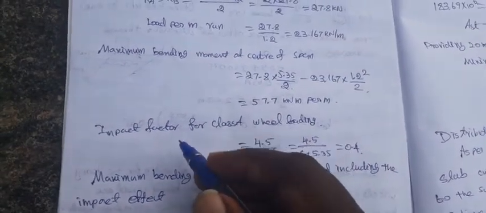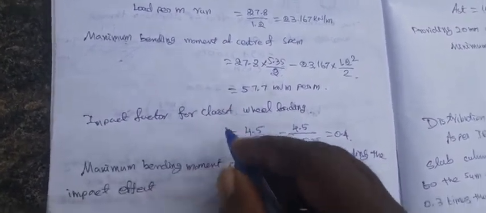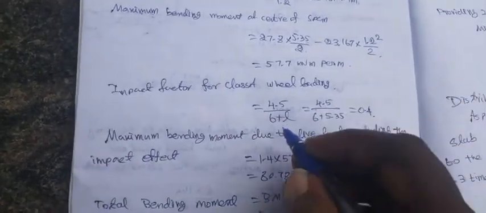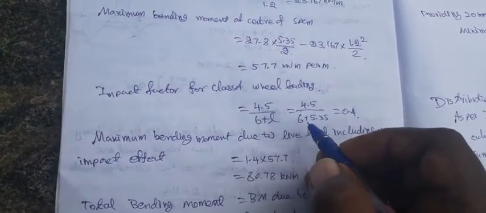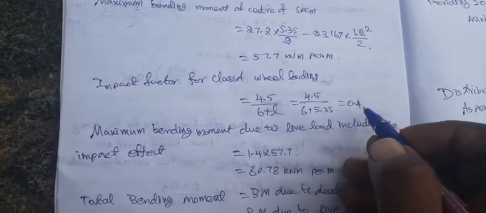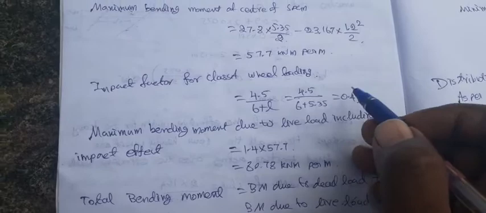Another factor we should consider is called the impact factor. The impact factor for a class A wheel load, from the codal provision, is 4.5 divided by 6 plus L, where L is 5.35. So its value comes to 0.4. So we should also consider the impact factor.